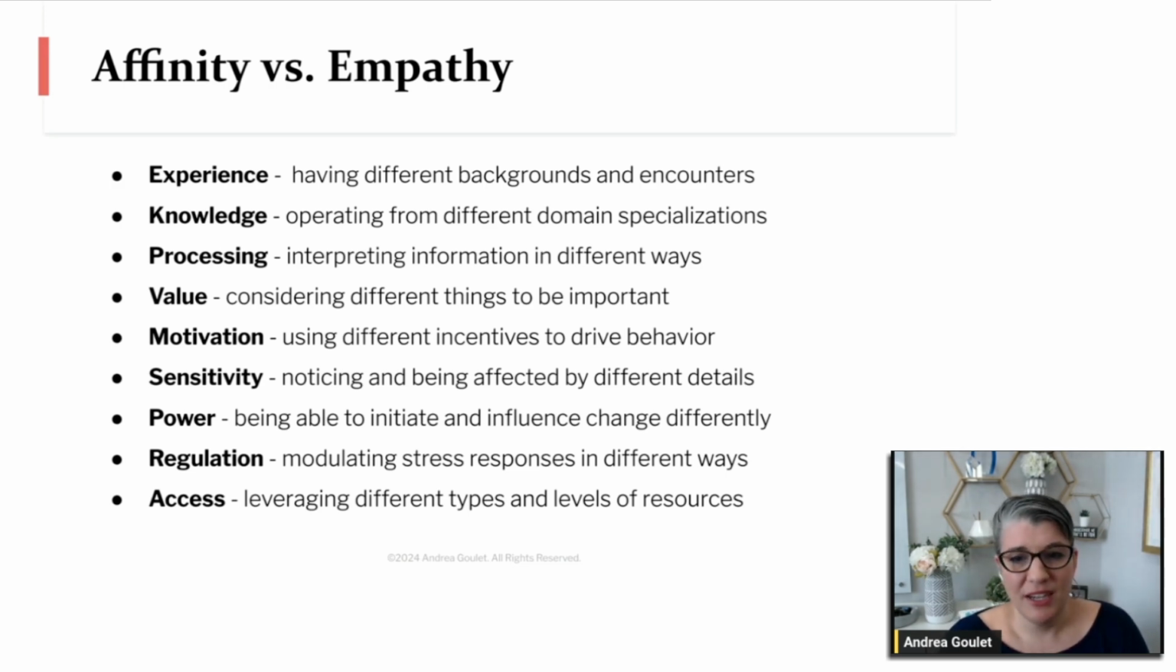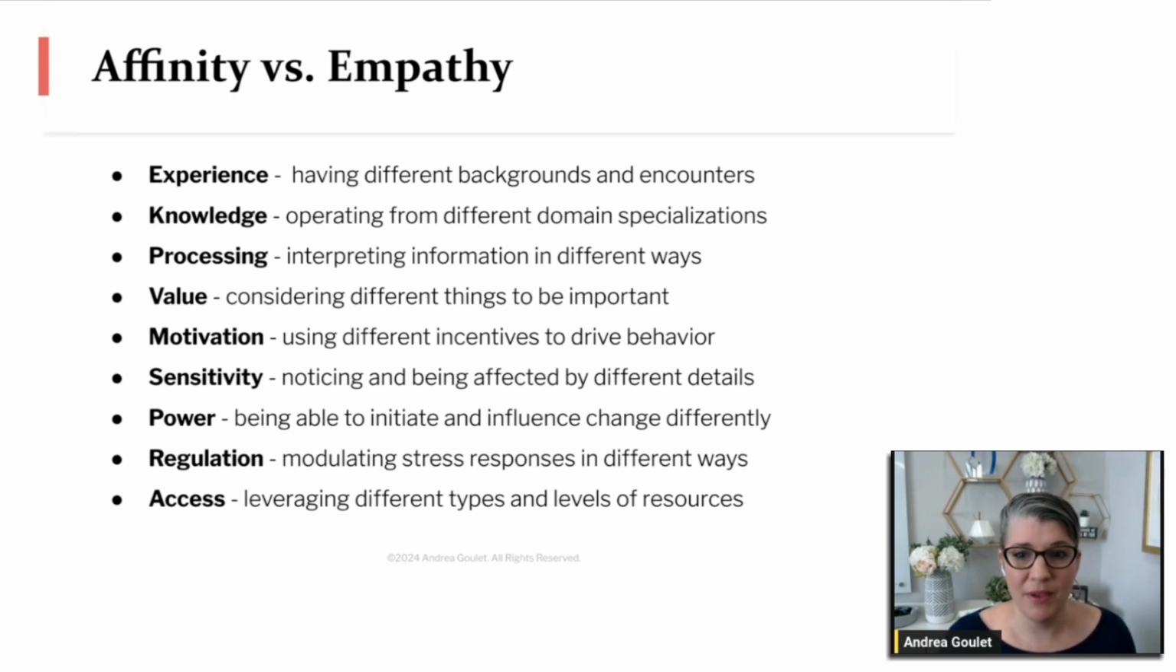There are a lot of different properties that you might share. People who have the same experience or the same knowledge, who think about information in the same way, who consider the same things important, what motivates them, what they are sensitive to in terms of details, how much power they have to make change, how easily they regulate stress responses, and whether they have access to different resources. I think one of the things that has made Legacy Code Rocks feel like home for a lot of people is there is a sense of affinity.